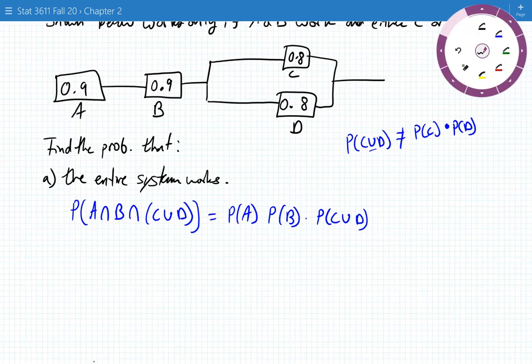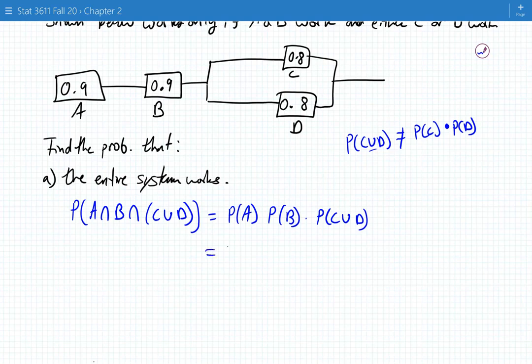Is there a way we can write C or D as an intersection of those events? Well, yeah. Think back to some of those laws that we had. Think back to De Morgan's laws. How can we introduce something we can use De Morgan's laws in? Well, if you look at the complement of C or D, is that not the same thing as 1 minus the probability of (C or D) complement? 1 minus the complement probability is exactly the probability that we would want.